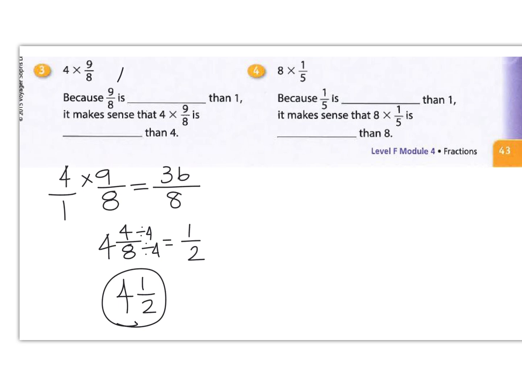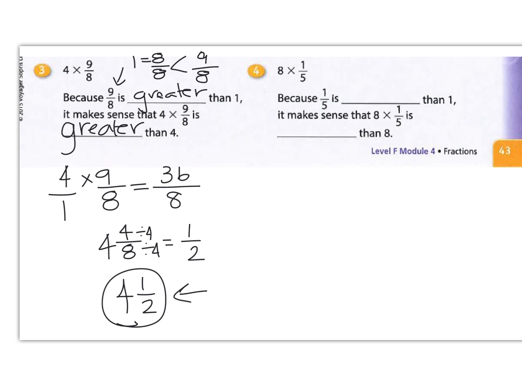So because 9/8 is greater than 1, remember we know that it is greater because 1 whole equals 8/8. And we had 9/8, so we know that 9/8 is greater than 8/8. So that makes sense that our answer is greater than 4. 4 1/2 is greater than 4.